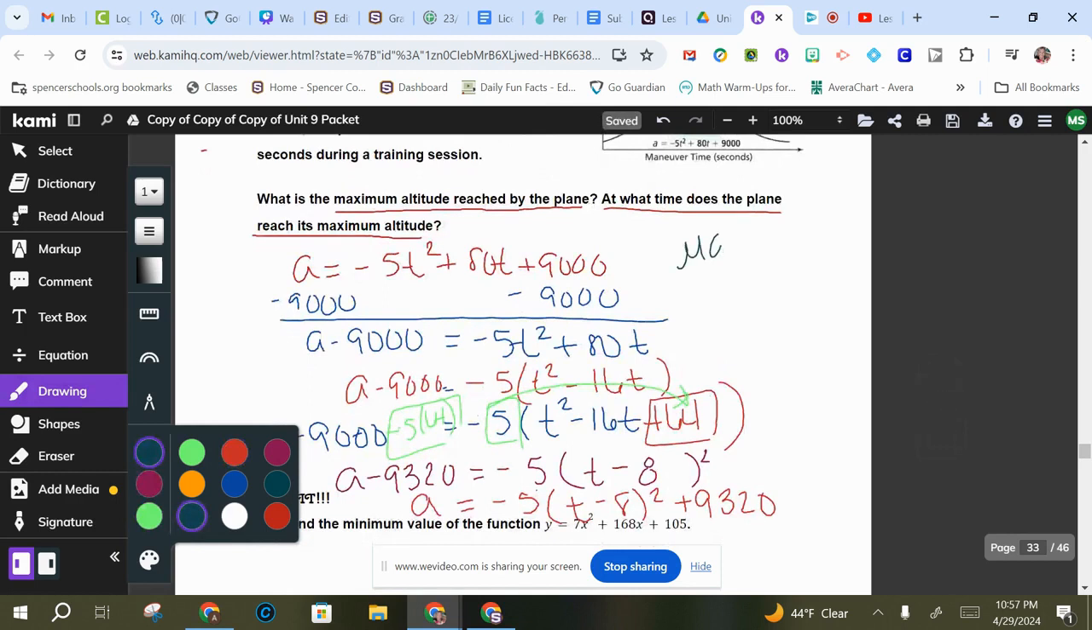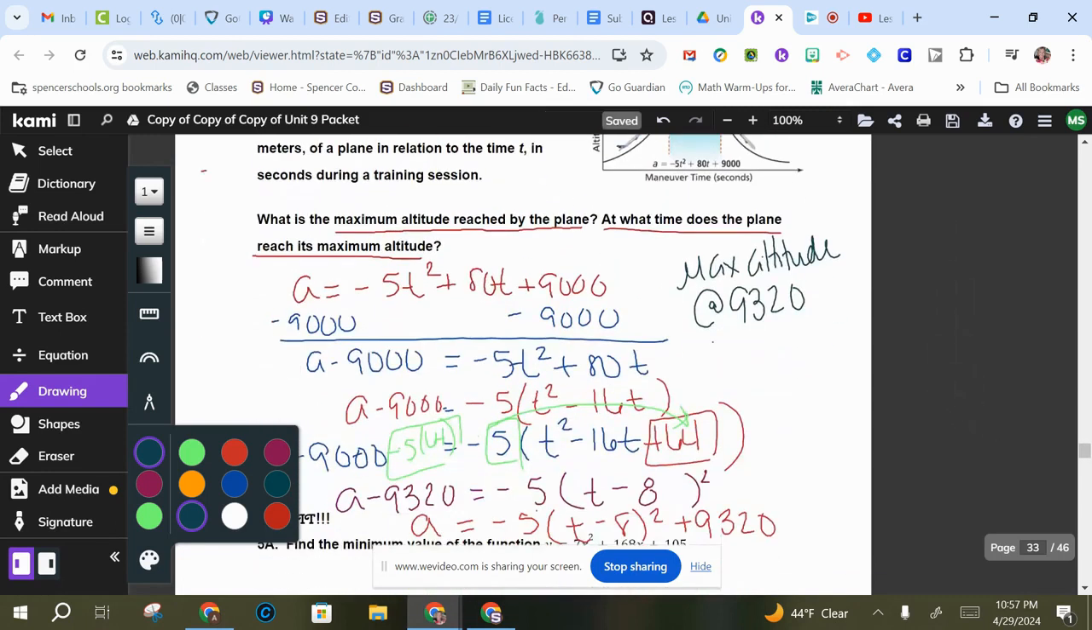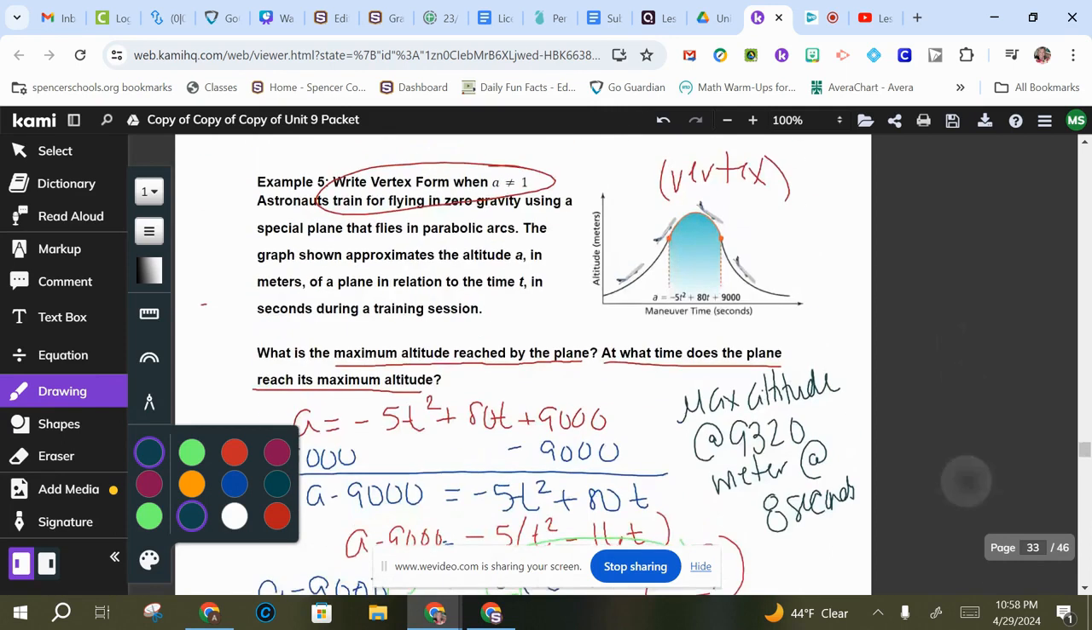So the question was, what was my maximum altitude and when did it happen? Well, my max altitude happened at 9,320 meters. So this is my y value of my vertex, and this is my x value of my vertex right here. So at 8 seconds. Pretty sure we're measuring in seconds. Perfect.